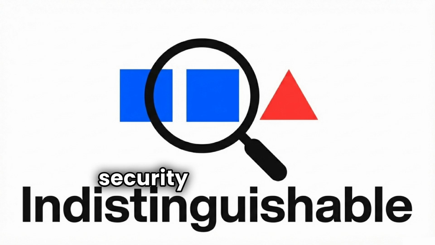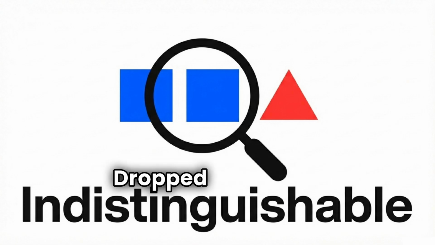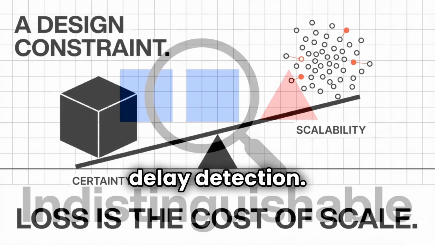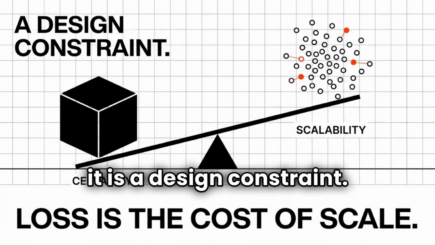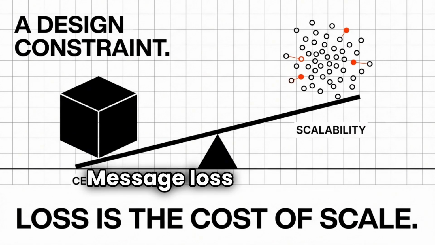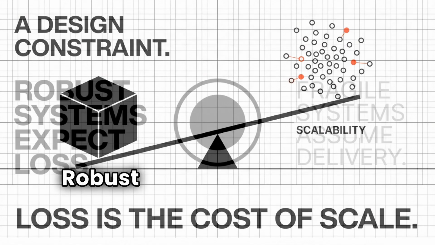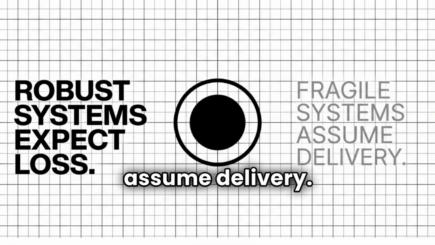Message loss has security implications. Lost messages can hide attacks. Dropped alerts can delay detection. Message loss is not a mistake in networking. It is a design constraint. Networks trade certainty for scalability. Message loss is the cost of that trade. Robust systems expect loss. Fragile systems assume delivery.